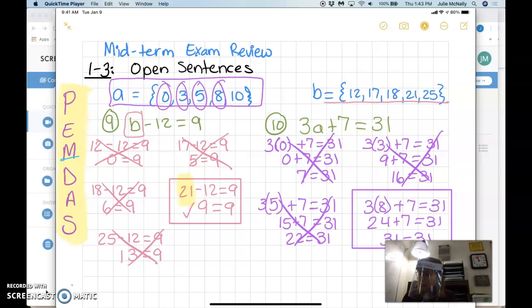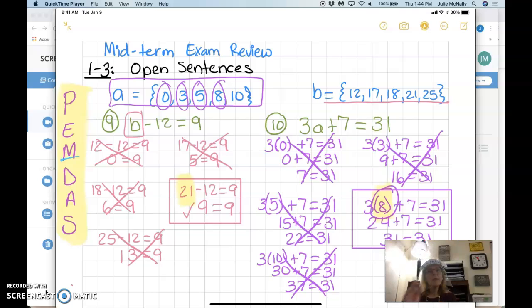And then the last one I have to try, just in case, is 3 times 10 plus 7 equals 31. That's too much. 37 does not equal 31. So the only one that worked is the 8 on that one, okay? And that's all we are going to do for today. We'll review more tomorrow and then the rest on Monday, and that's it.